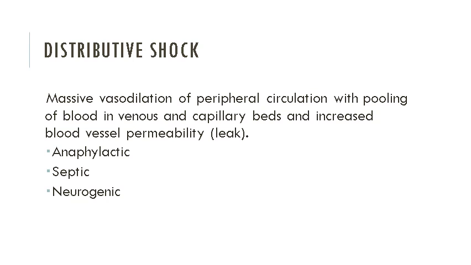Distributive shock is the next type of shock we're going to talk about. Distributive shock: massive vasodilation of peripheral circulation with pooling of blood in venous and capillary beds and increased blood vessel permeability. Okay, so this is just kind of the big umbrella. Within distributive shock, we have anaphylactic shock, septic shock, and neurogenic shock. So we're going to talk about those individually, but just to introduce, those all fall under types of distributive shock.